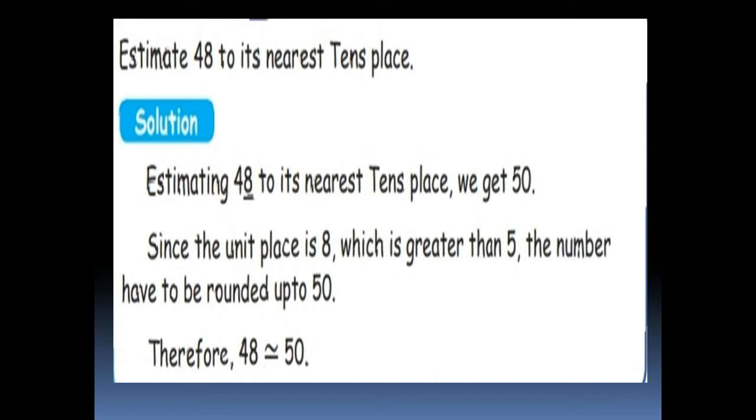Estimate 48 to the nearest tens place. Let us see the solution. They have given the question 48. The nearest tens place for 48 is 50, because only 2 is the difference. If you look at 40, the difference is 8. So the nearest tens place for 48 is 50. Therefore, 48 is estimated as 50. If you know the answer, you can write it.